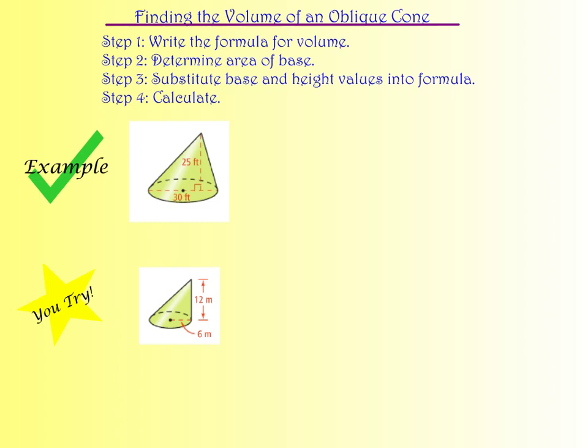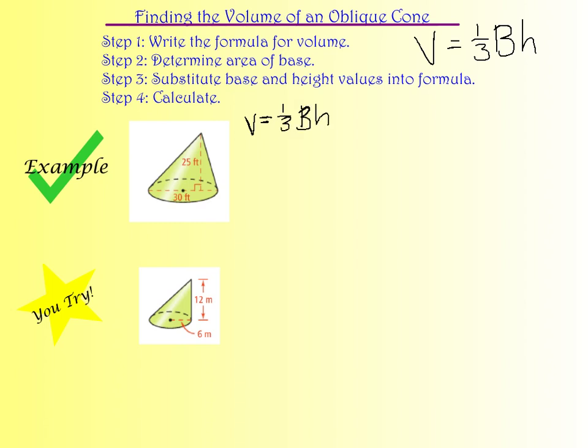Alright, our last example and your last try, it's about oblique cones. It says find the volume of an oblique cone. Well, our volume of a cone was 1/3 area of base times height. This formula is good for all types of cones. So even oblique cones or slanted cones, we're going to use this formula. So step 1 says write the formula for volume. Volume is equal to 1/3 area of base times height.